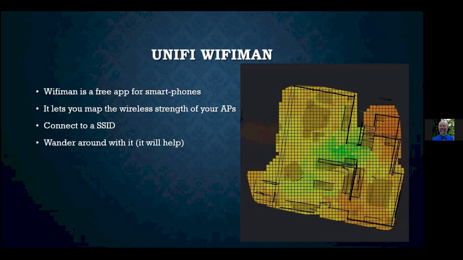What you do is connect to a wireless SSID and wander around, and it will show you the map that it builds. You can see the spots that it hasn't got, and wander around to build a good map.